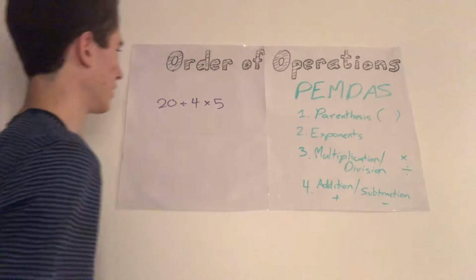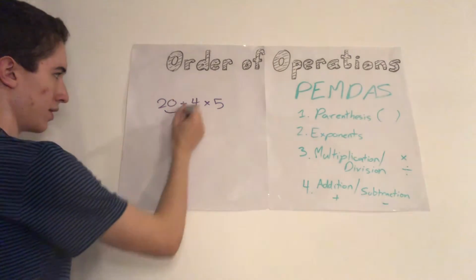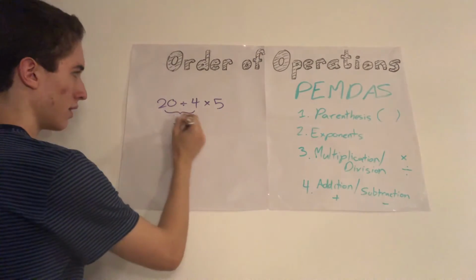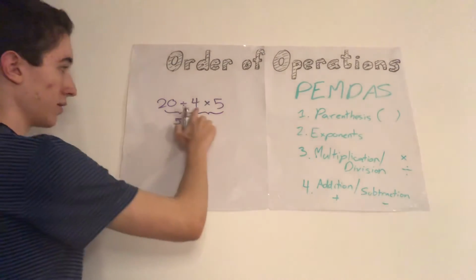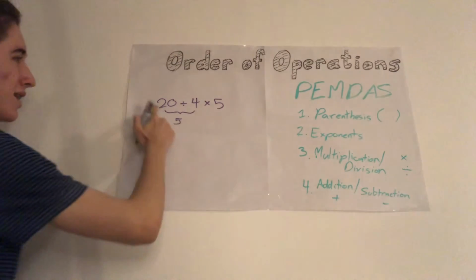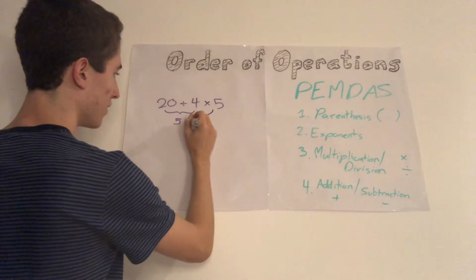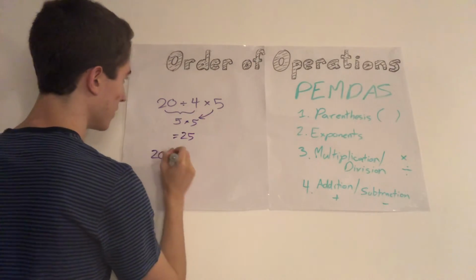But in this case, if you look at it, when you start with this section, 20 divided by 4 is 5. Then bring that 5 down, times 5, would give you an answer of 25.